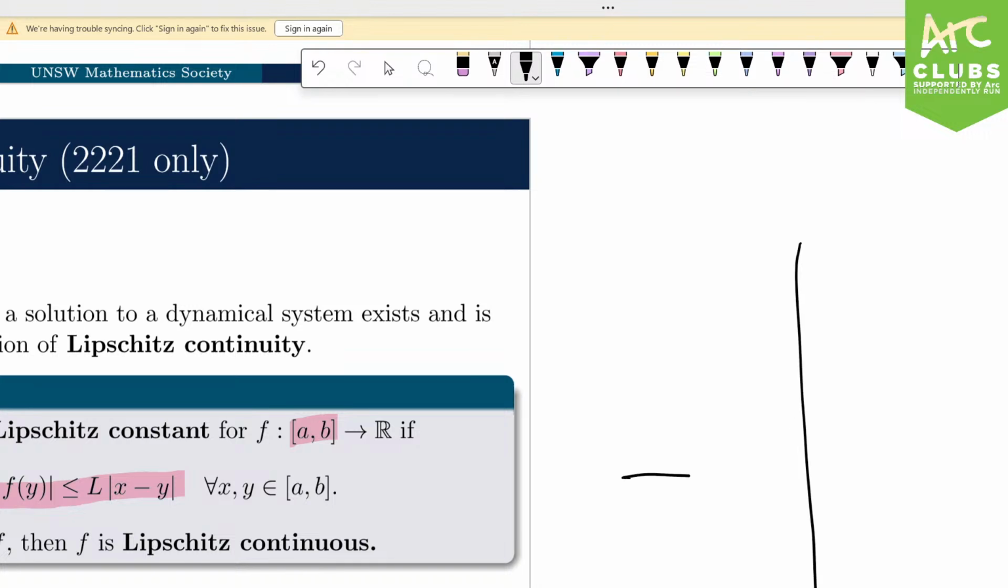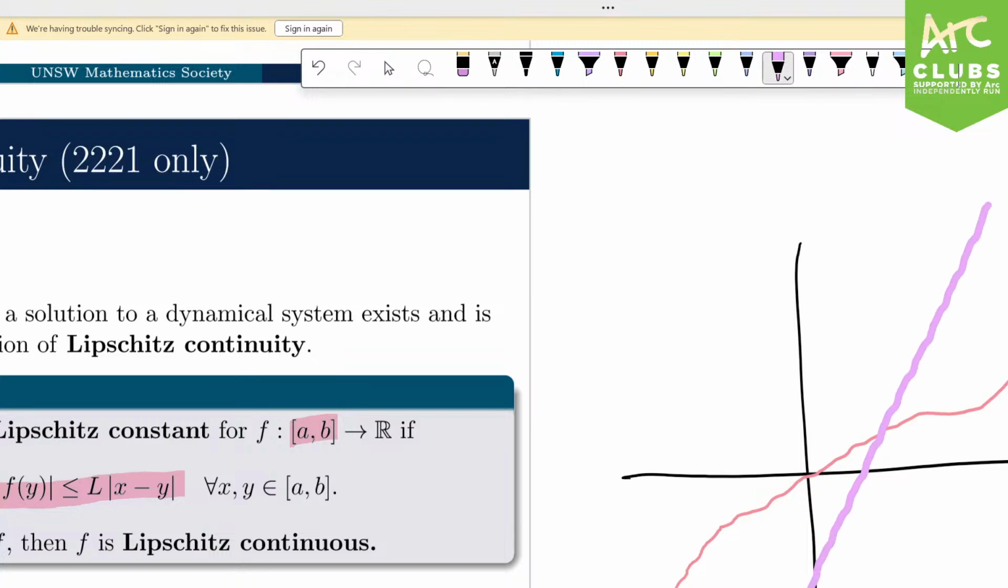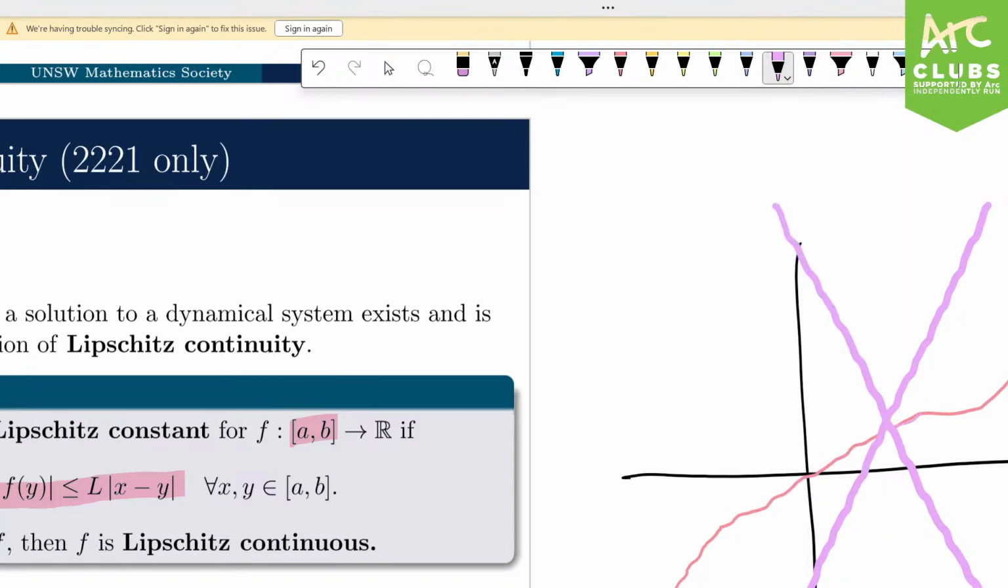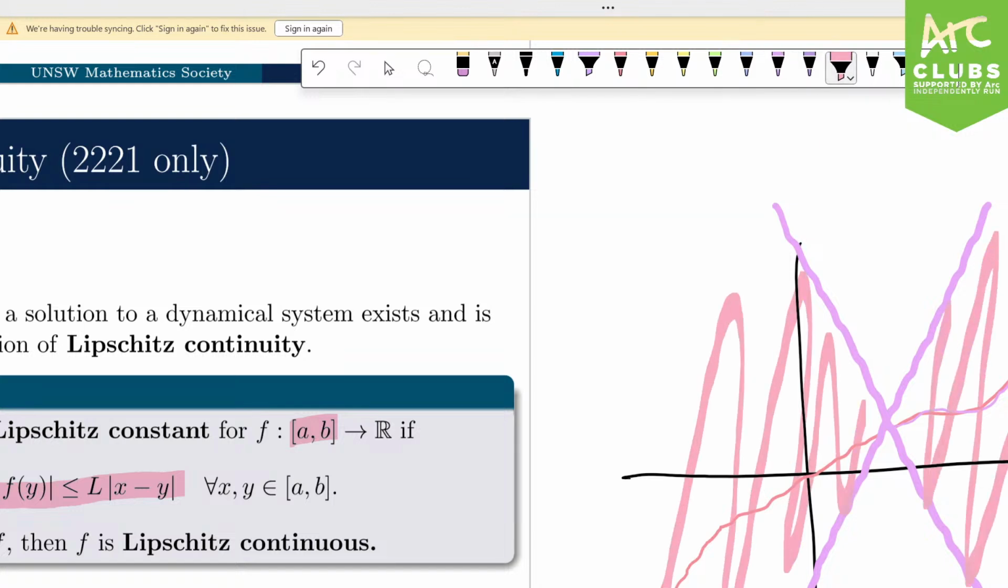So it effectively is saying, in essence, that if we have some function like this, it's a bit jagged, what it's saying is that we can construct some kind of cone, like this, such that no matter where we drag this cone along the function, the function is always contained inside this cone, inside this Lipschitz cone.